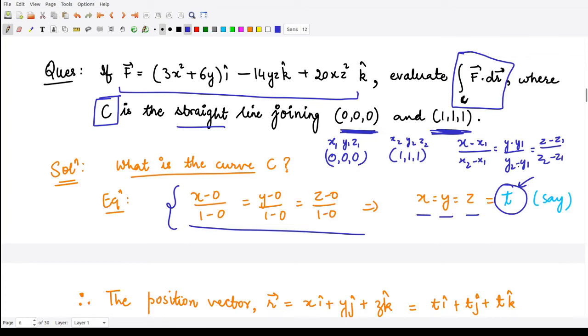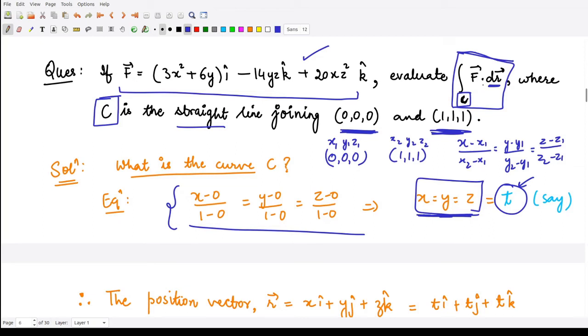So in order to calculate this integral, you are to calculate this vector dr, because it is not given to you directly. F vector is given to you. You have the equation of the given curve. This is defined by this, right? So you are now required to calculate what is this dr.